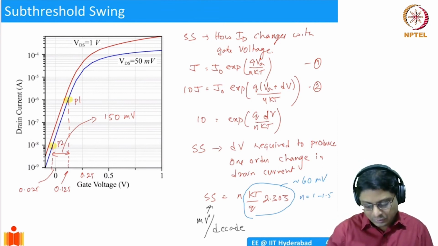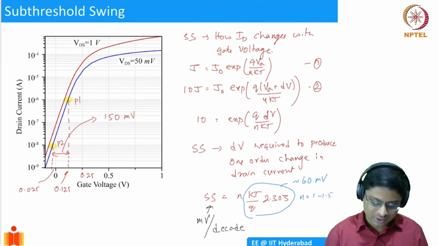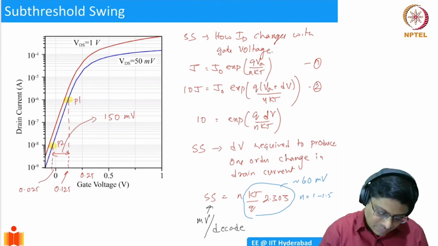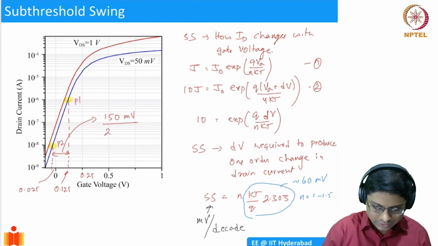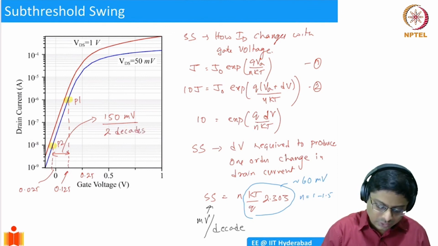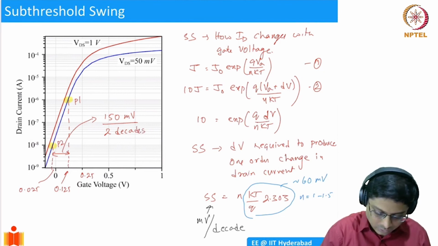And then I'm trying to find what is the corresponding change in the gate voltage. So the gate voltage change is 150 millivolts. So this is divided by 2 orders, right? 2 decades, I'll say. So your subthreshold swing, SS, is going to be 75 millivolts per decade.